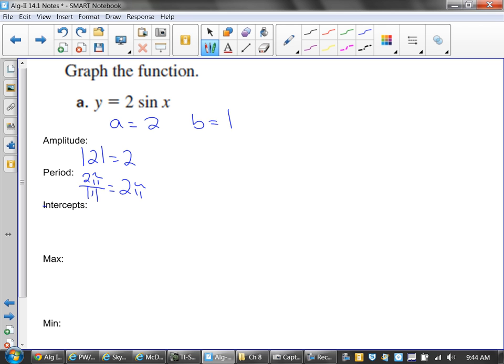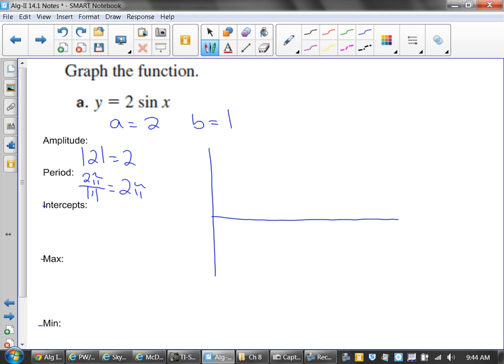We'll worry about these intercepts, these maximums, and the minimums here in a second. All right? So when we get this far, we've identified our amplitude and our period. That's what you always want to do first. You always want to get that. Now you're going to draw out your period. Our period is 2 pi. So what's the last number I put at the end of that x-axis? 2 pi.